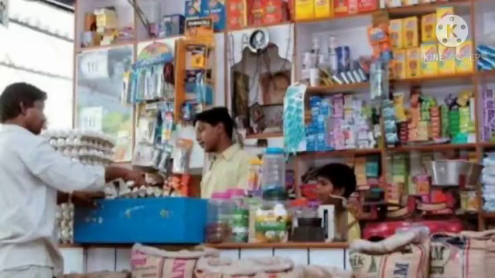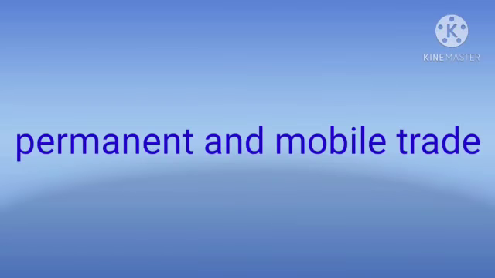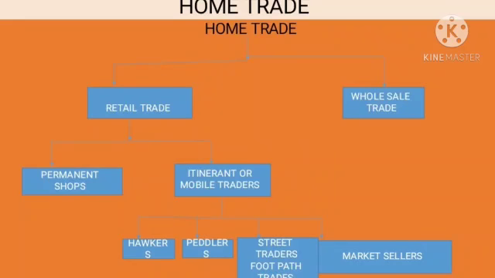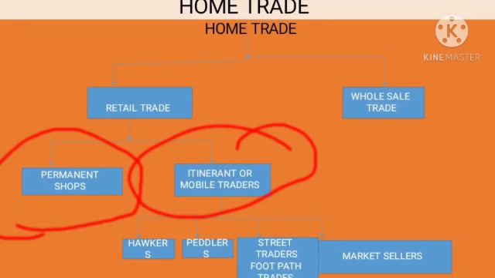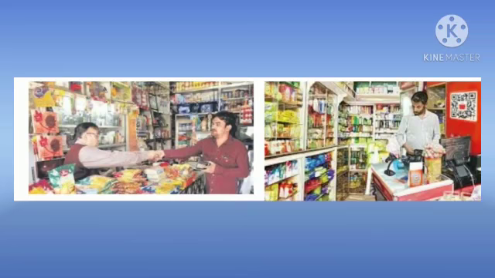It is very close to your home. All the shops that are near your home are called retail shops. The two types of retail trade are permanent shops and itinerant or mobile trades. Permanent shops are opened at a fixed place and carry out the trade. So the shops near your home and near the market are permanent shops. They won't change, they won't move, they are fixed. So they are called permanent shops.